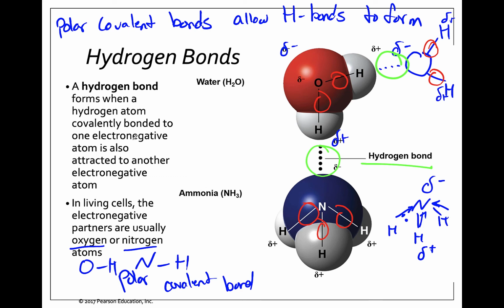Hydrogen bonds form between molecules, right? So we have this entire water molecule bonded to this entire ammonia molecule. And the only reason they form is because those molecules are inherently polar because of their polar covalent bonds. So this is something that you should expect on the exam. This is a highly likely contender for an essay question on the exam as to how polar covalent bonds contribute to the formation of hydrogen bonds.